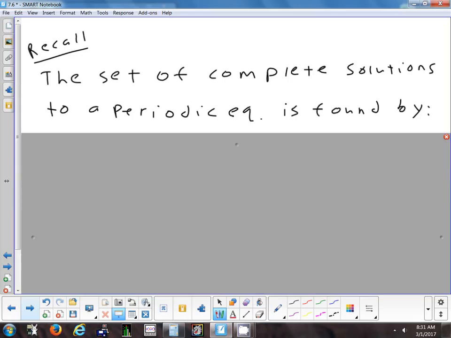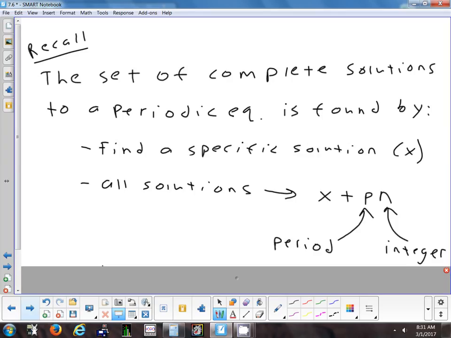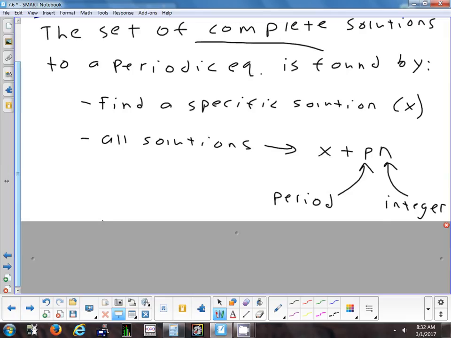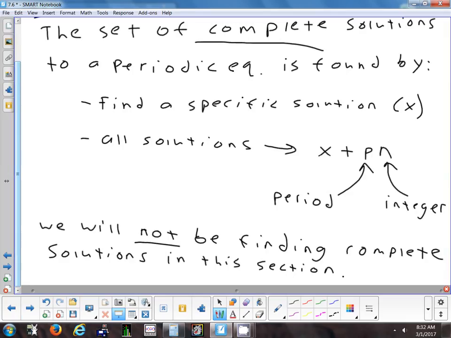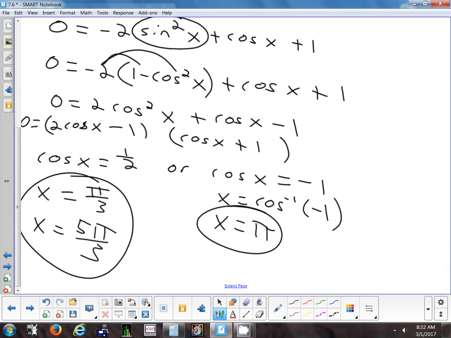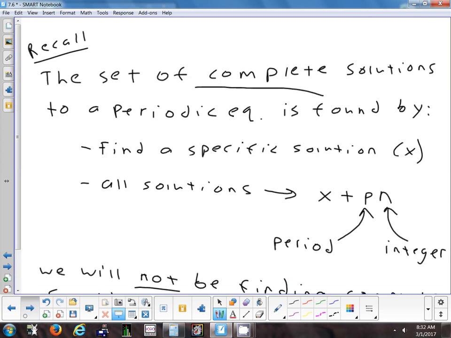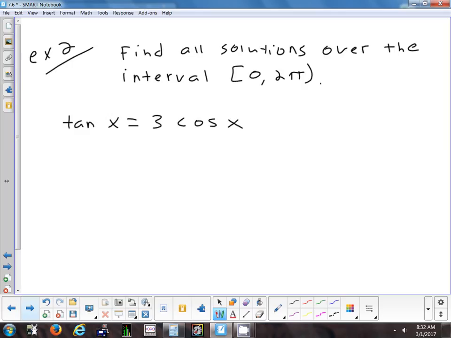All right, this part you don't have to write down because this is what we've done before. This is when you're finding all solutions. Today we're not finding all solutions. We're finding a specific solution, and that's it. You're not putting plus the period times n, so no plus 2 pi k or 2 pi n today. But remember, there really are infinite numbers of solutions here. We're just focusing between 0 and 2 pi in this problem.